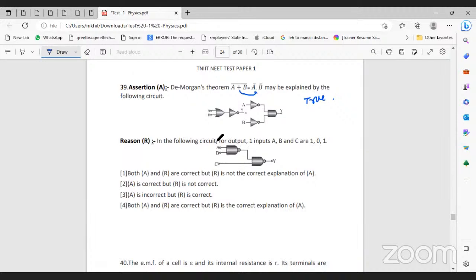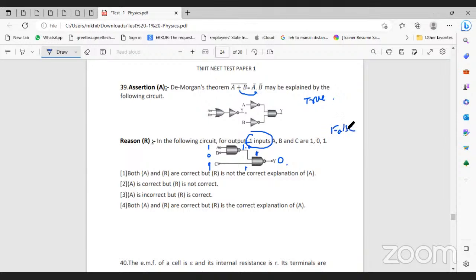For this, check the inputs A, B, C: 1, 0, 1. This is a NAND gate. For the NOT gate, what is the formula? 1 into 0 bar. What is 1 into 0 bar? 1 into 0 is 0. For 0 bar, it is 1. So 1 into 1 bar. 1 into 1 bar is 0. But they have given 1. So the reason is not correct.